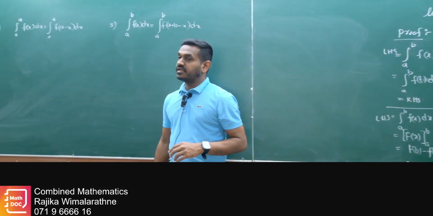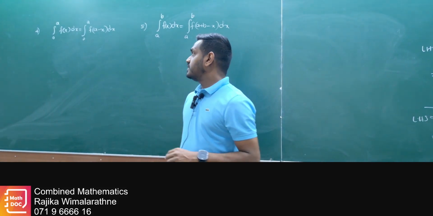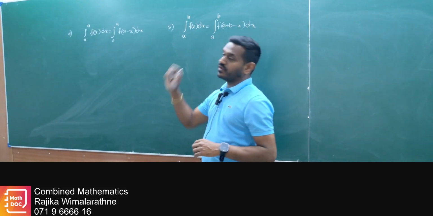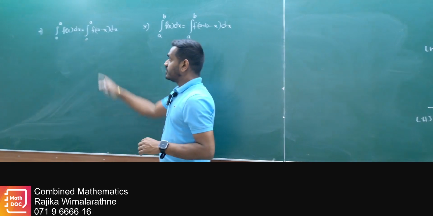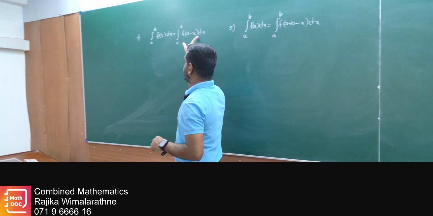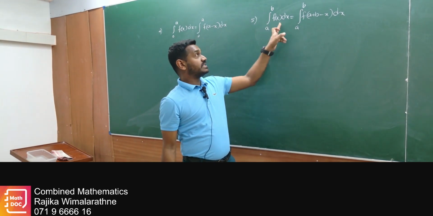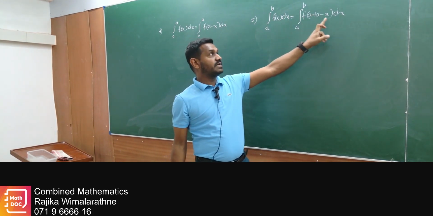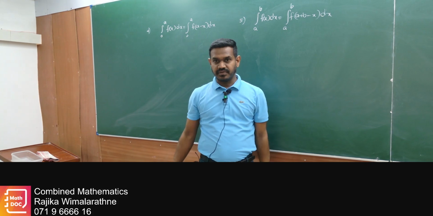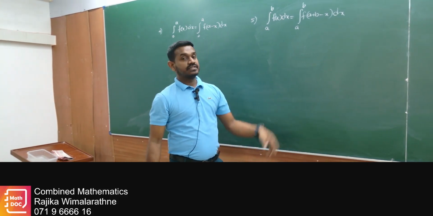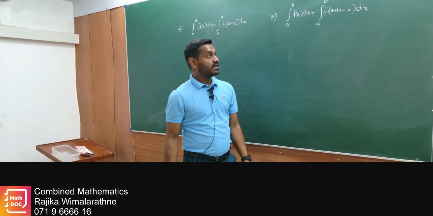Okay, now next two theorem proofs. These two theorems are very important theorems. 0 to a f(x) dx equals 0 to a f(a minus x) dx, and a to b f(x) dx equals a to b f(a plus b minus x) dx. Very important theorems. Definitely these will be in your exam.